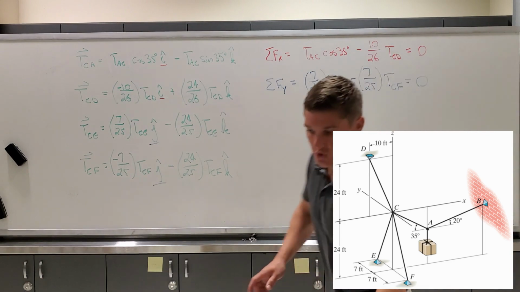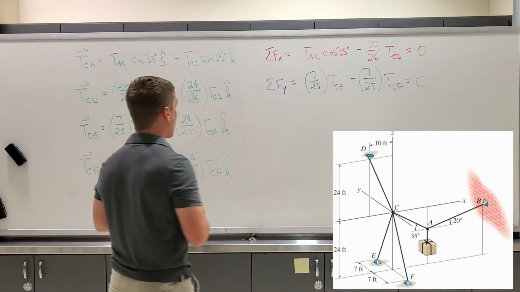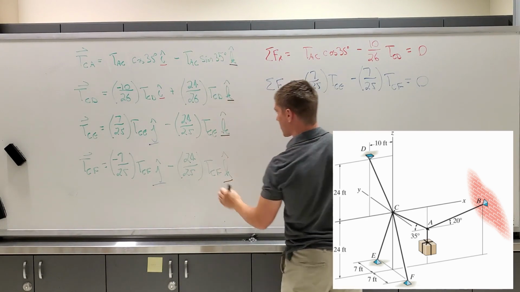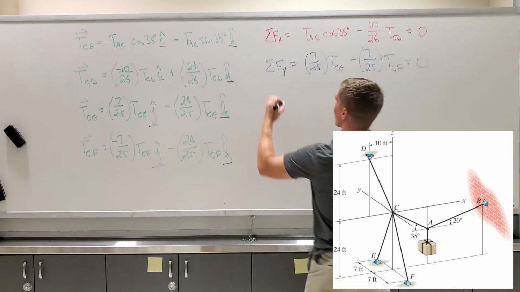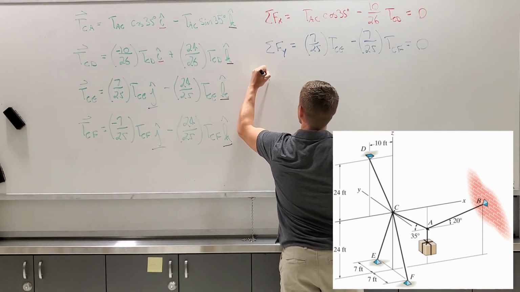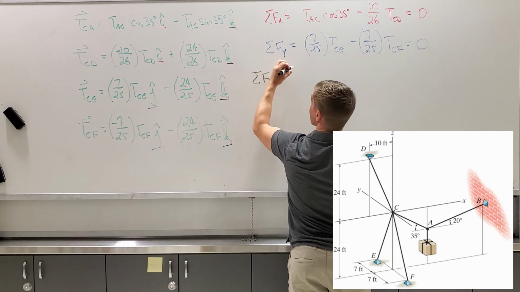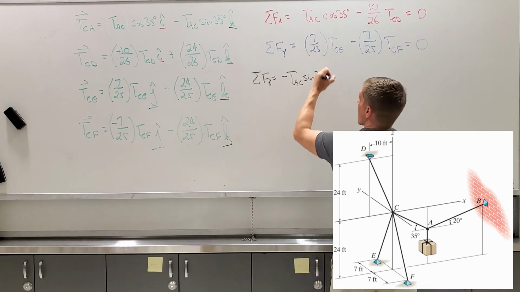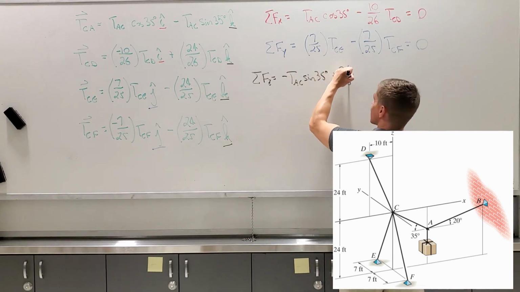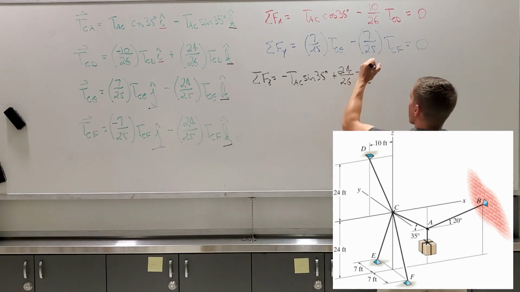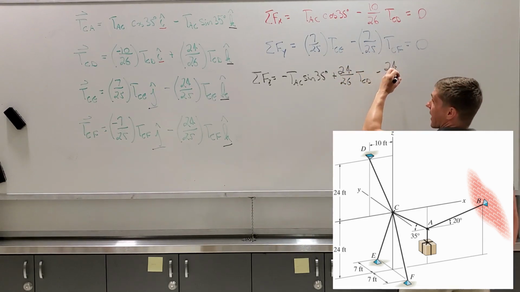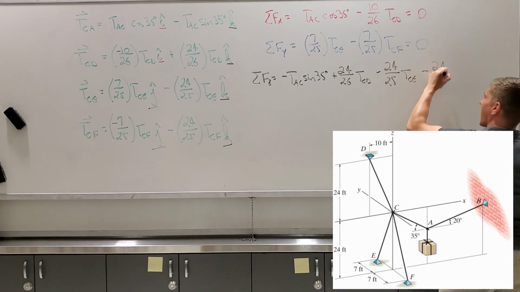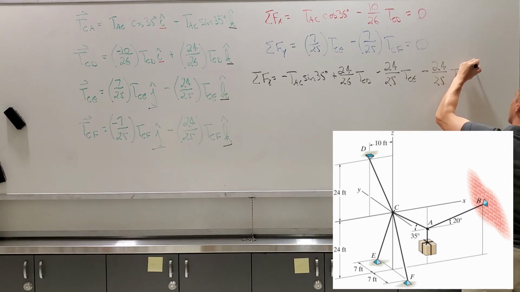And then finally, we sum our forces in our z direction. So we need everything that has a k. We have a k in all four of our vectors, so everything that's in the z direction. So we say that the sum of our forces in the z direction is going to be equal to a negative TAC sine of 35 degrees plus 24 over 26 TCD minus 24 over 25 TCE minus 24 over 25 TCF is equal to 0.